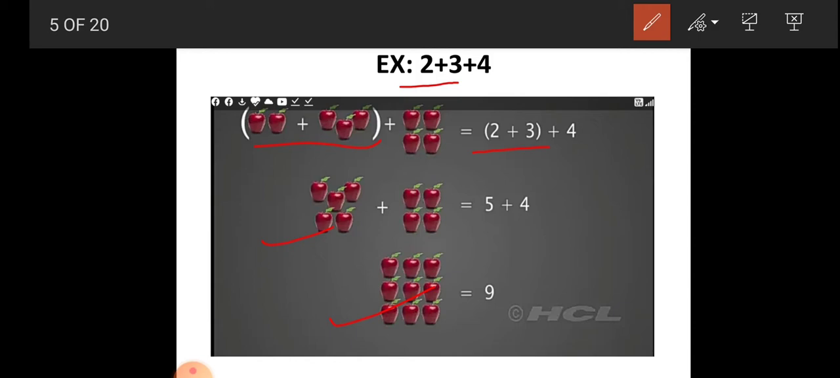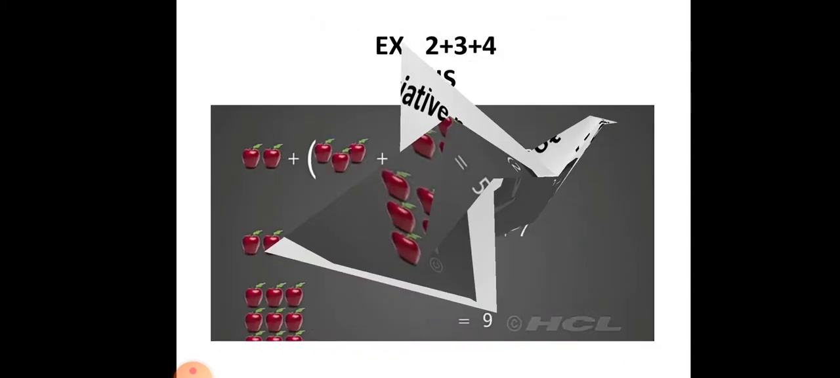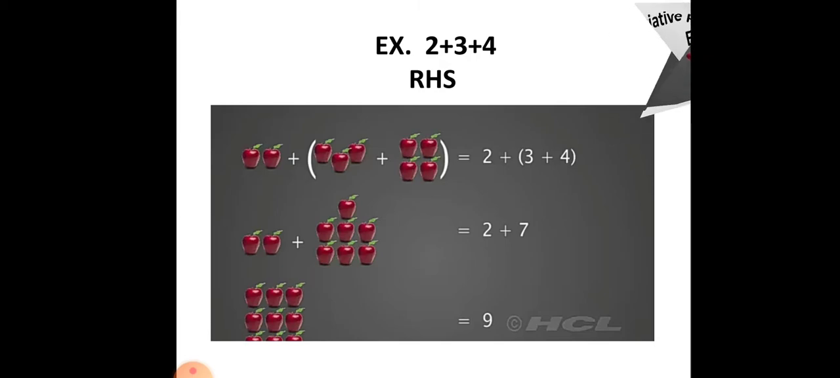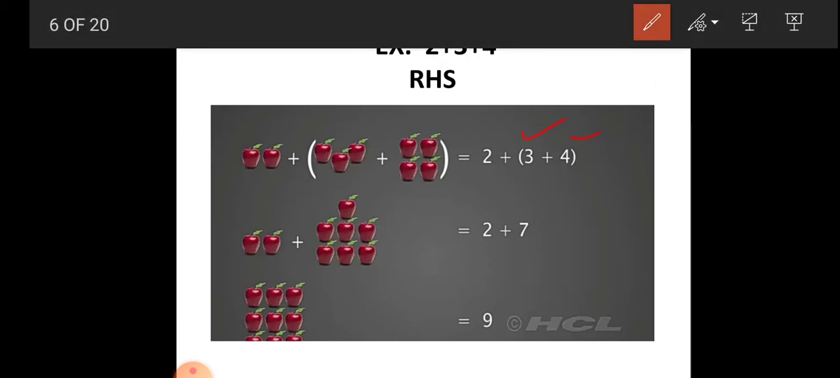Now, we change the combination of numbers. We can group the second and third number: 3 plus 4. 2 apples plus, in bracket, 3 apples plus 4 apples. Again the BODMAS rule: first we solve the bracket. 3 apples plus 4 apples, 7 apples. 2 apples plus 7 apples, 9 apples.